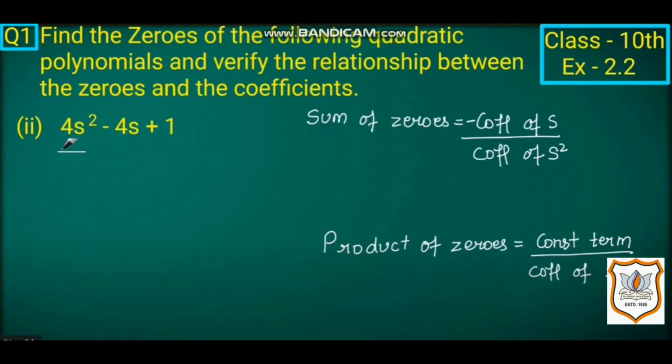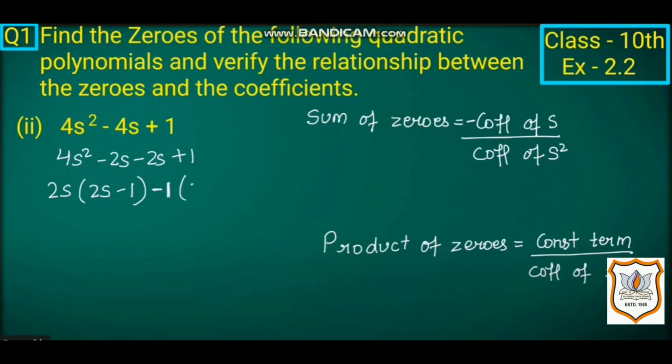The next question, same, we have to find the zeros and verify the relation. The next question is 4s square minus 4s plus 1. So we can split the middle term into two terms. We can write minus 4s equals minus 2s minus 2s. In the first two terms we take common 2s. Therefore in the bracket we have 2s minus 1. And from the last two terms we take common minus 1.